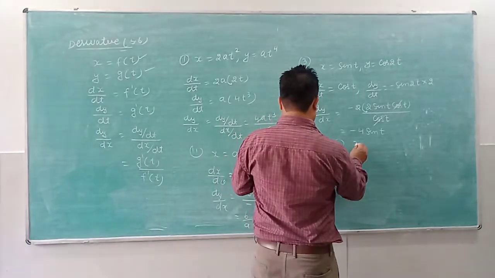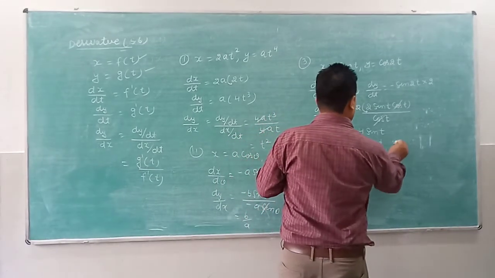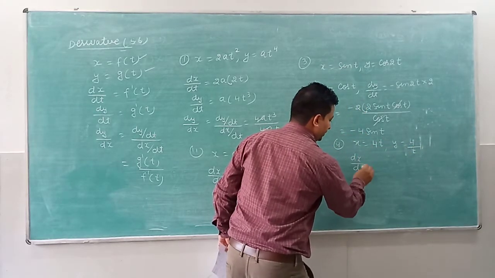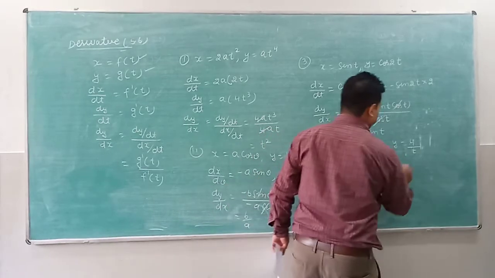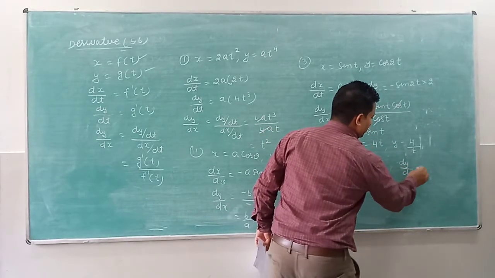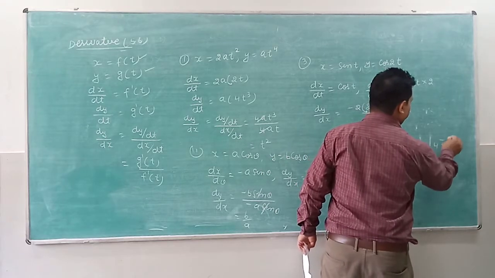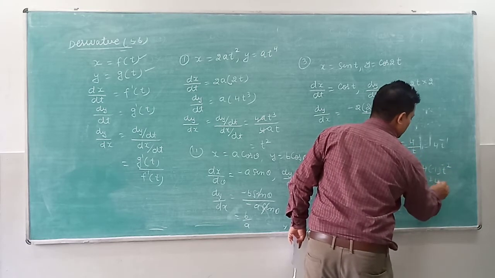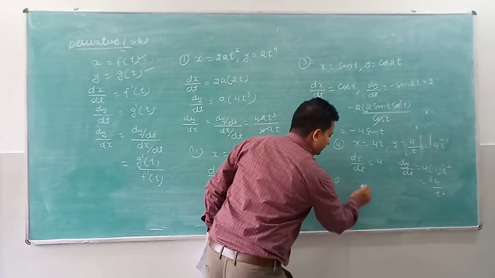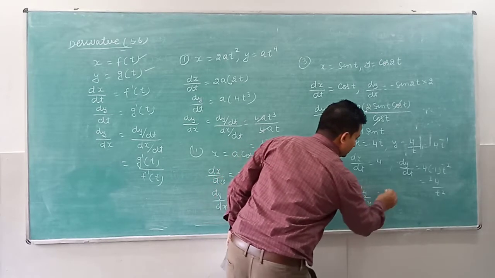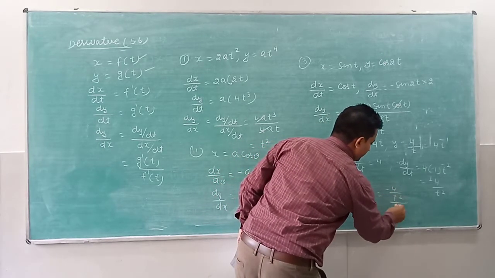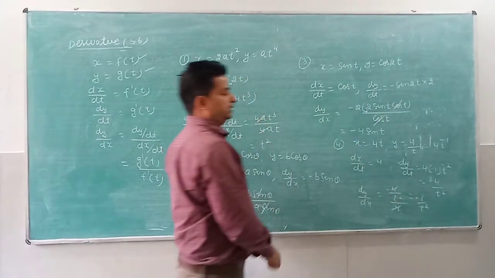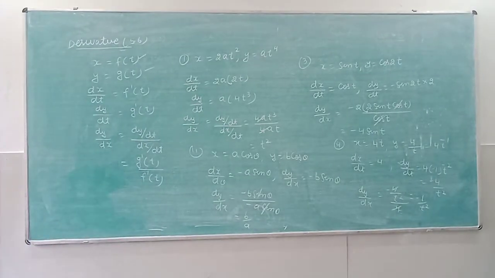In the fourth part, x is equal to 4t and y is equal to 4 by t. When we find dx upon dt, it is equal to 4, as the derivative of t is 1. For dy upon dt, we write 1 by t as t power minus 1, which gives minus 4 by t square. When we find dy upon dx, divide dy upon dt by dx by dt. So minus 1 by t square is the answer of this question.